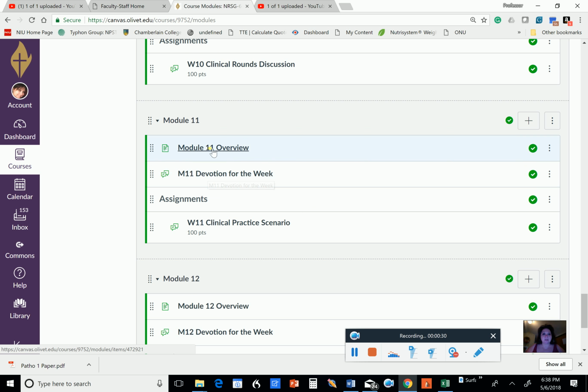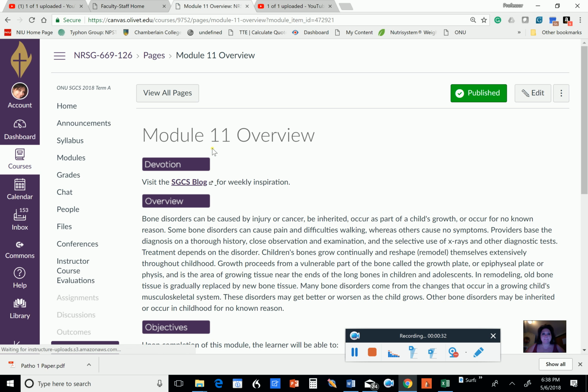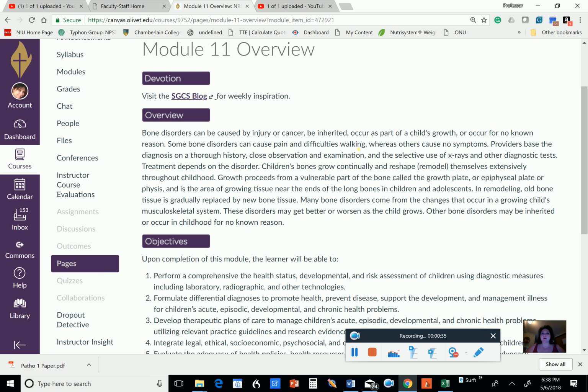Okay, so let's look at our overview. Bone disorders is what the topic is going to be this week. And we see this in children because in the childhood period, so much growth is taking place, primarily in their bones, long bones. They're constantly reshaping and remodeling, so it's not terribly uncommon to see issues with bone growth and development in this population. They also are very active in sports, so we see a lot of injuries, broken bones at this time.